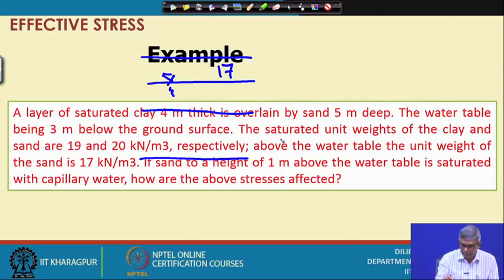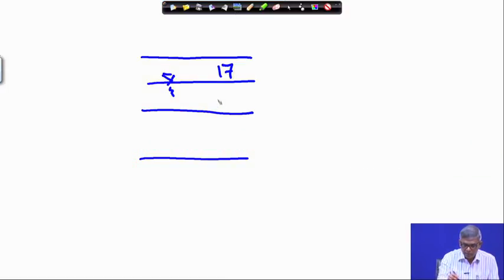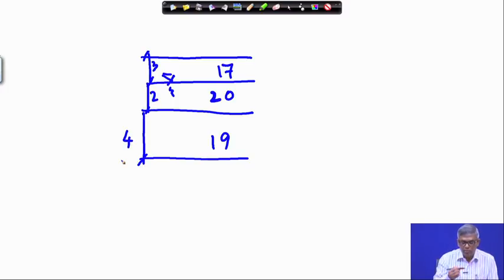You can see the saturated unit weight of the clay and sand: clay is 19 and sand is 20. So, this will be 20 and this will be 19, and this is 3, this is 2 and this is 4, and then you have to find out the variation of stresses.